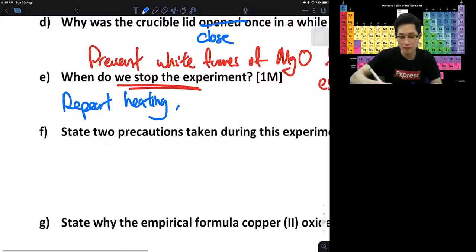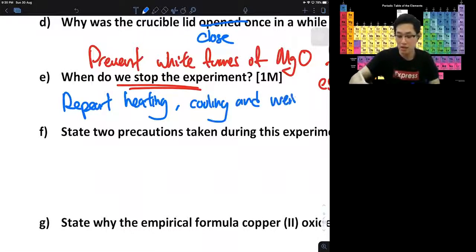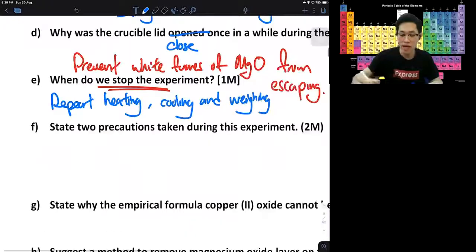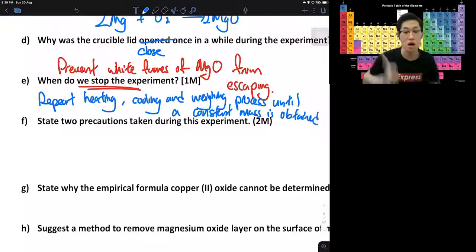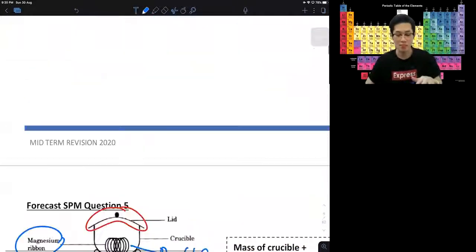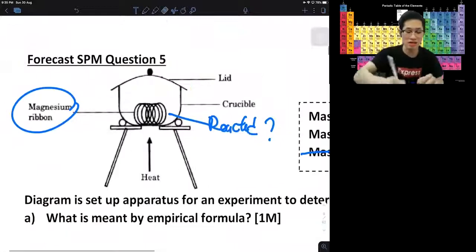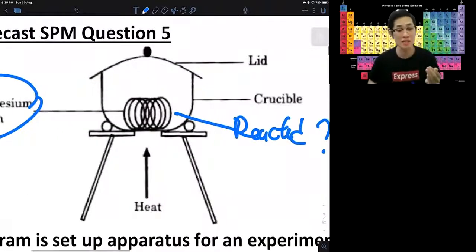heating, cooling, and weighing process until a constant mass is obtained. Repeat heating, cooling, and weighing process until a constant mass is obtained. That means you cannot tell by looking at the substance.